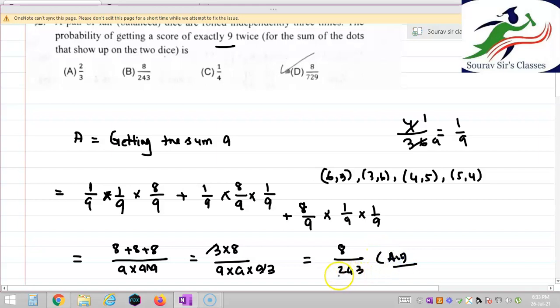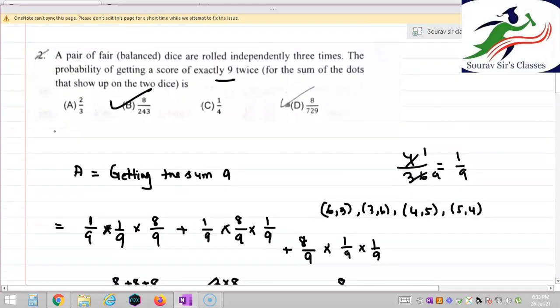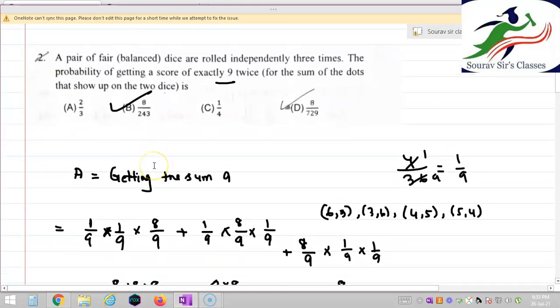You can see that 8 by 243 is our option B. So option B is our correct option. Okay, students, so we have solved question number 2 also. It was an easy question. Now let us solve the next question.